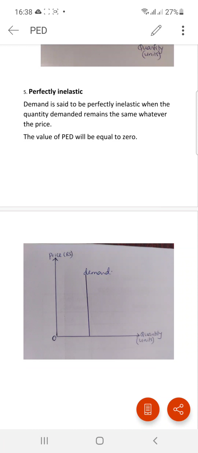So this is about price elasticity of demand.